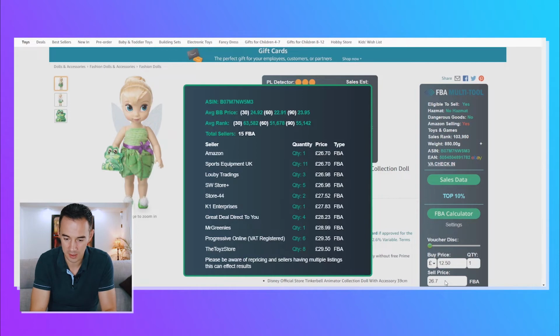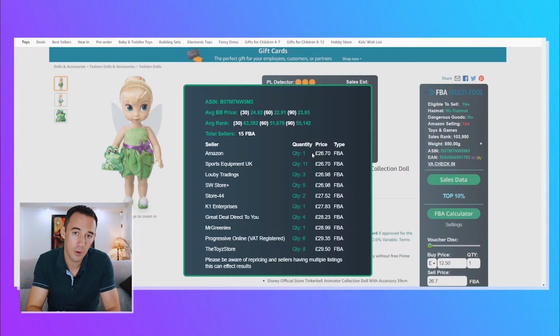Who else is selling at £26.70? Well, these 4 at the top are, and some of them don't have that many stock. So generally Amazon's going to drop off. So that means there's probably going to be 3 other sellers who I'm going to be competing against, and as a result, it's going to be me plus 3 other sellers.